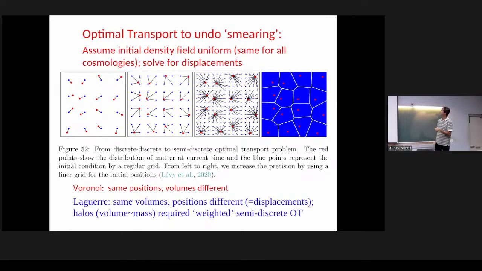where now all the cells have the same volumes, but now the positions have been shifted. So the shift in position is telling me where something moved, where it came from initially, to where it is today. That's the displacement that has smeared out the BAO.